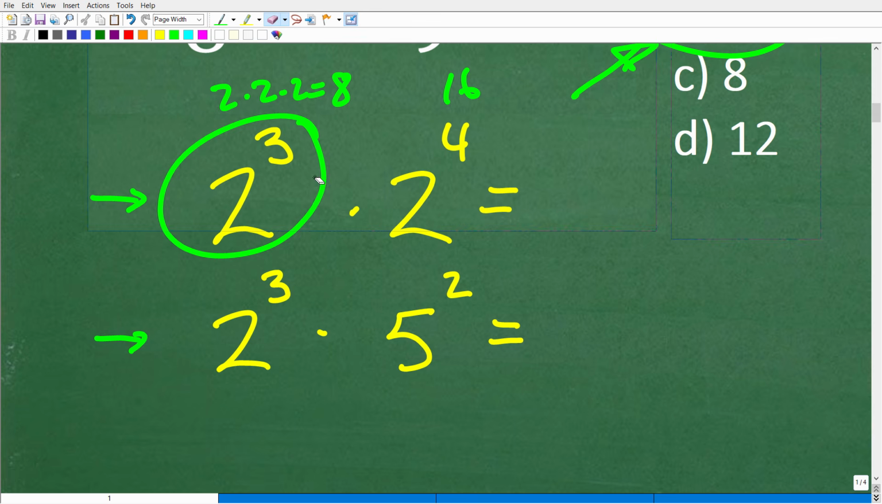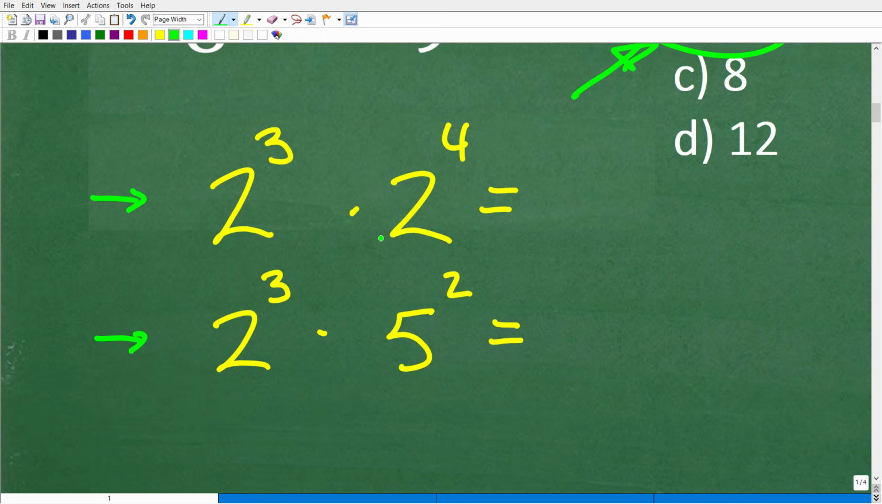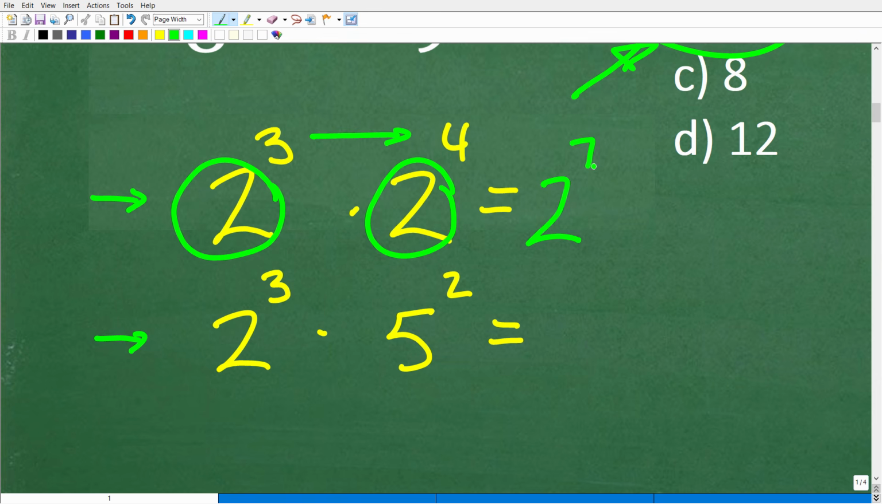But what we're talking about here is really trying to use the properties of powers and exponents. So when we're multiplying two powers where the bases are the same, what we can do is simply add the exponents. So the answer here is 2 to the 3 plus 4, or 2 to the 7th.